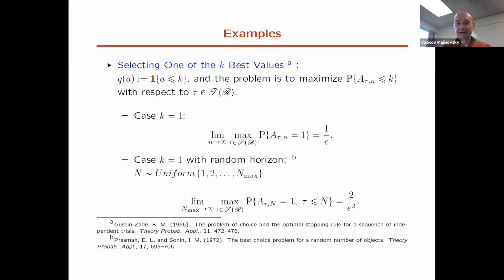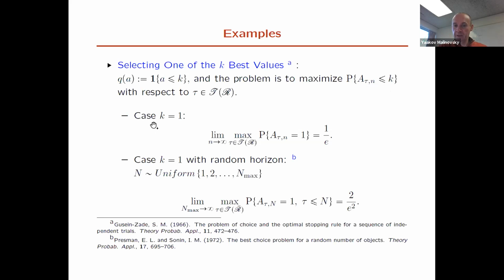Now, as examples, the first example is selecting one of the k best values. So in this case, the reward function is the indicator function of absolute rank less than or equal to k. And we would like to maximize the probability of choosing a candidate with one stopping, such that the absolute rank of this candidate is at most k. And the stopping time is chosen with respect to the filtration based on the ranks. As I said before, in case k equals 1, absolute rank equals 1, less or equal, it's equal because it's starting with 1.